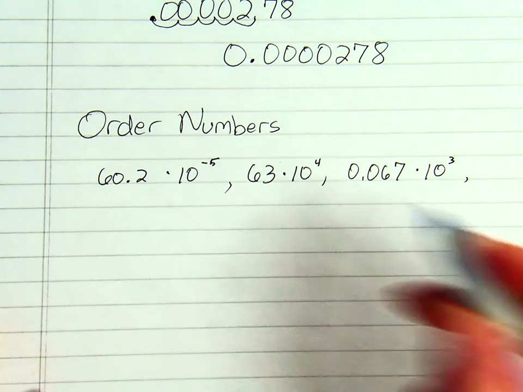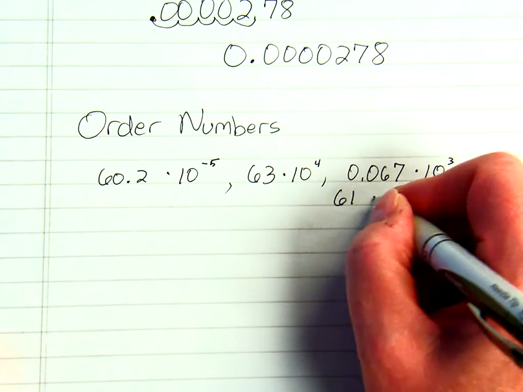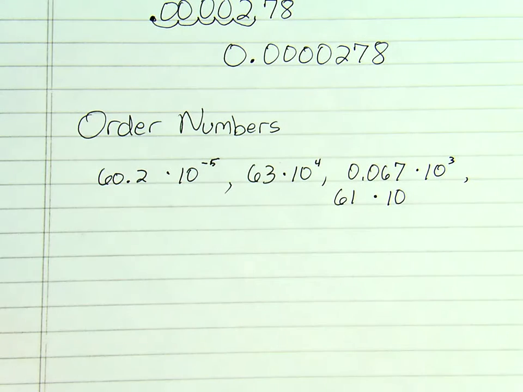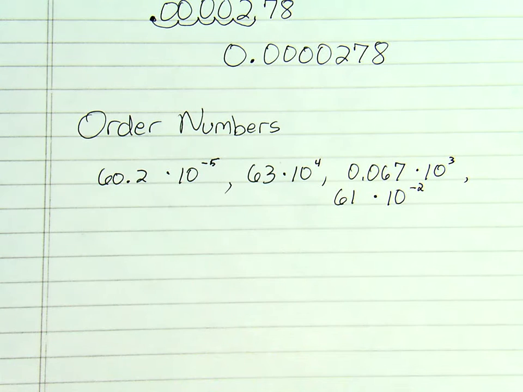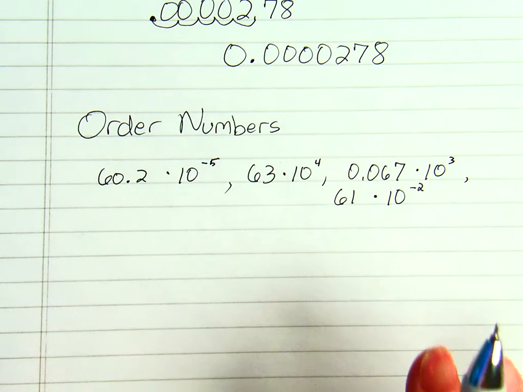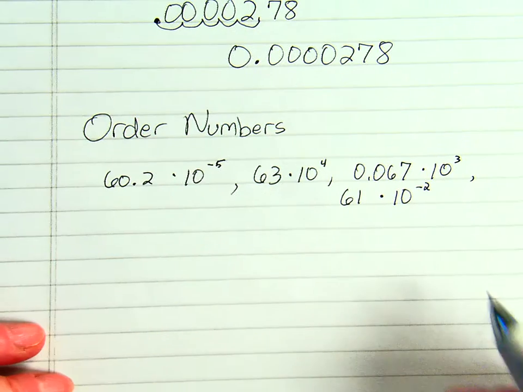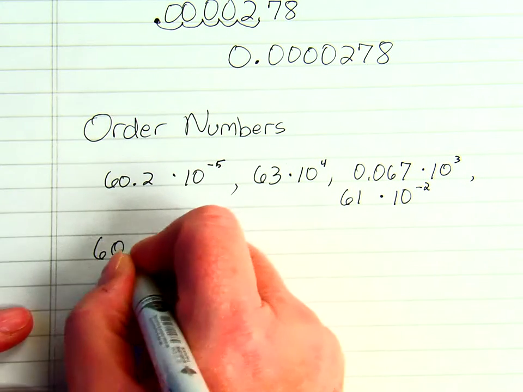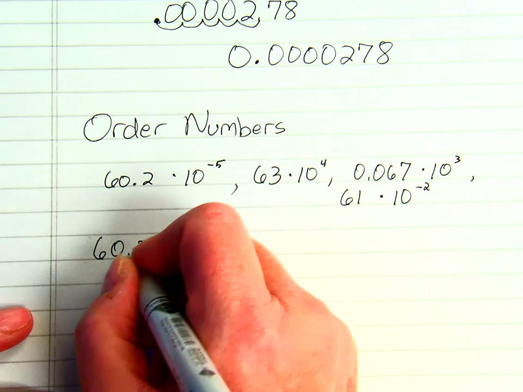And finally, 61, we'll put it right here, 61 times 10 to the negative 2 power. Okay, so the first thing is a rule of thumb: we should always put our numbers in scientific notation first before we compare. So our number is 60.2 times 10 to the negative 5.